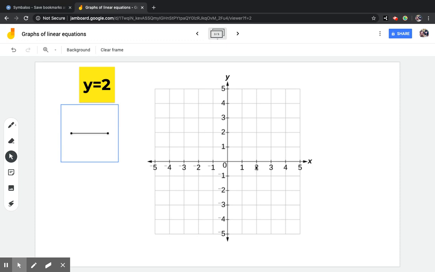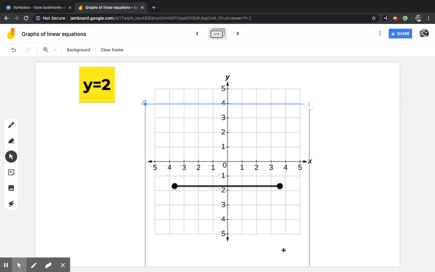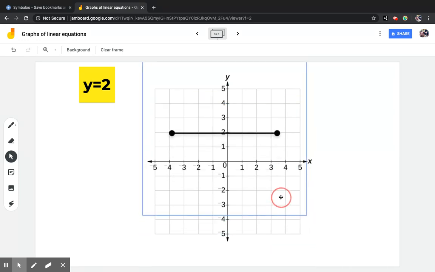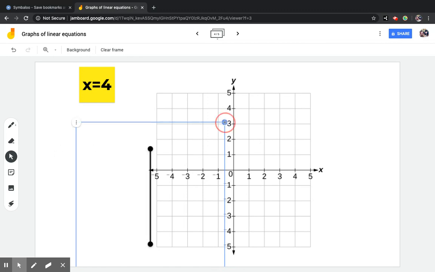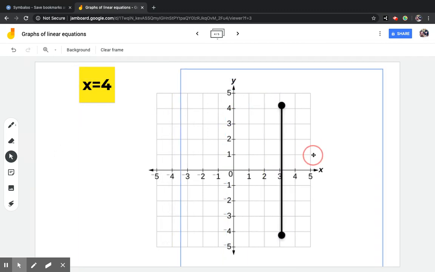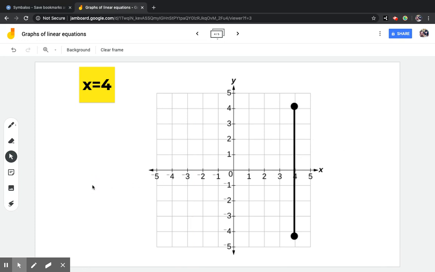Okay, if I did it here, then that would mean my x is always 2. My y could be 1, 2, 3, 4, 5, -1. So make sure you matched up correctly. So my y equals 2 would be a horizontal line. Now, same thing, what if I have x equals 4? Well, no matter what my y equals, I want my x to equal 4. So it's going to go up and down, or vertical. So let's make a vertical line. Make it as tall as we can get it. And this would be what x equals 4.